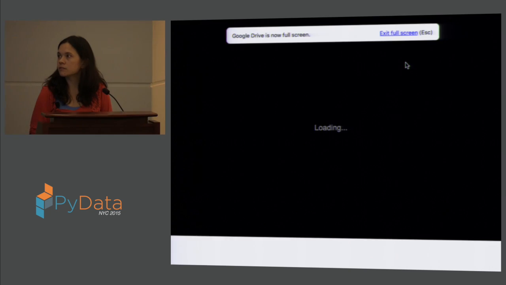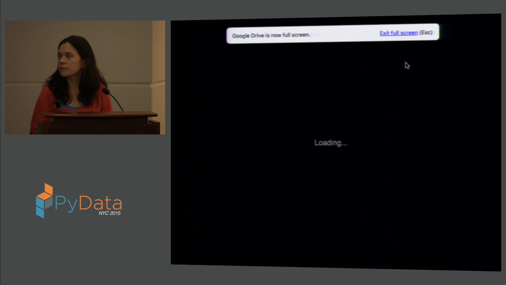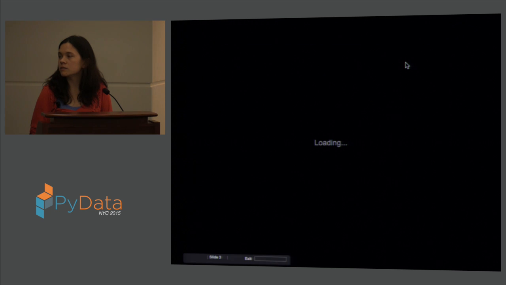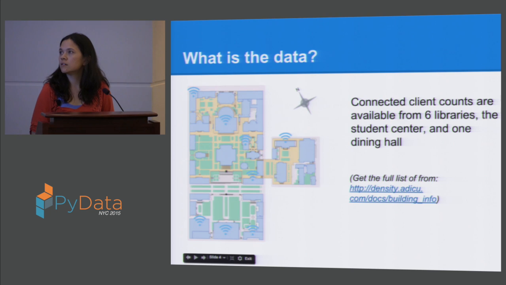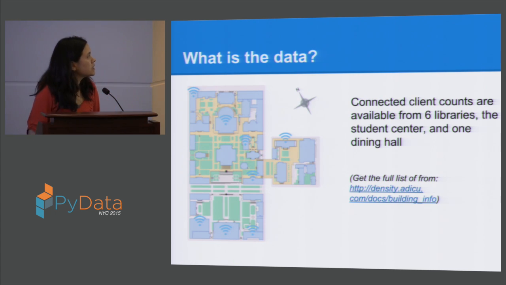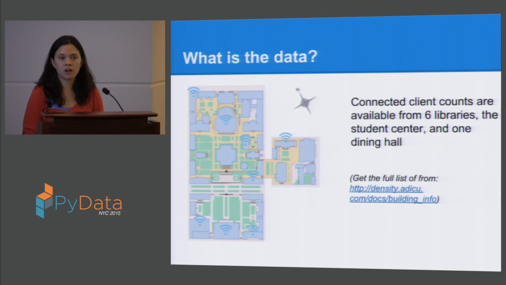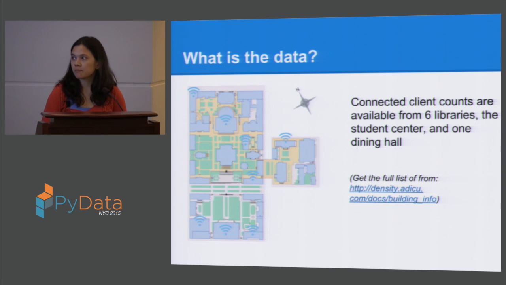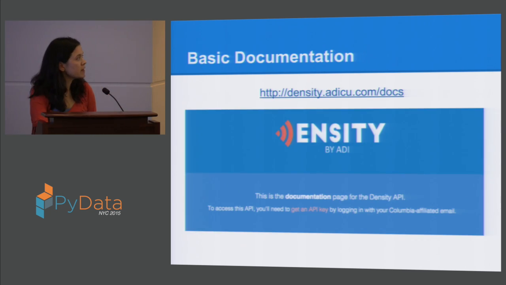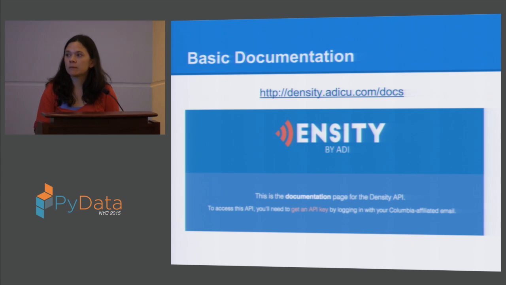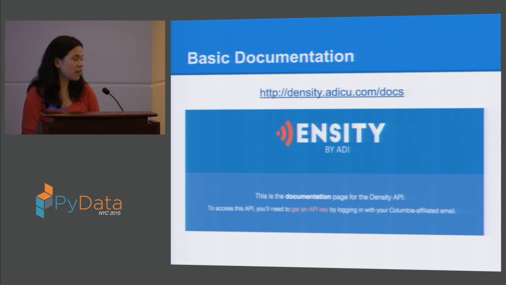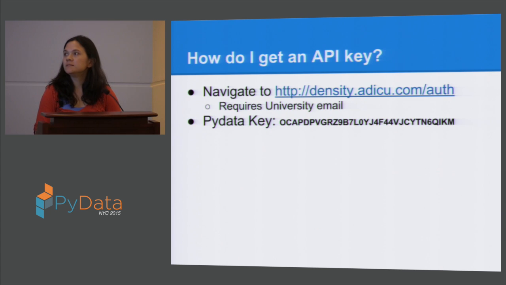So as I mentioned, the data is collected from client counts that are available from 6 libraries, 1 student center, and a dining hall. And these are anonymized counts that are aggregated every 15 minutes. We also provide an API to the Columbia community that allows people to access this data and have the same ability to create tools and understand student behavior or campus behavior in general.